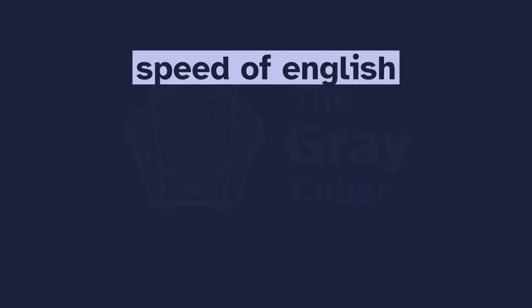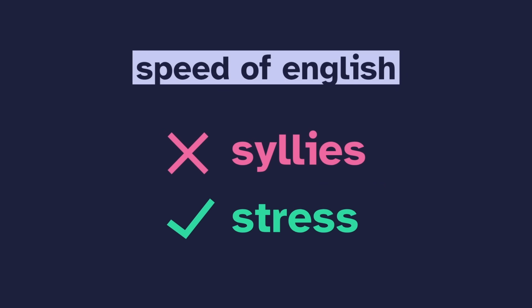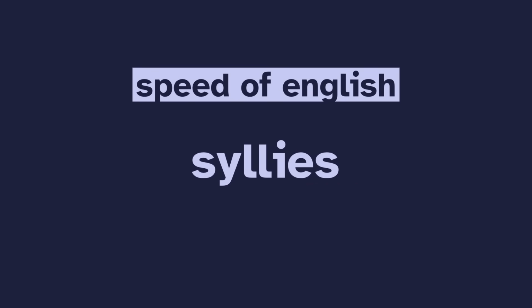A bunch of people said that the speed of English is not based on sillies, it's based on stress. But I'd rather be silly than stressed, so let's ignore that. I don't think that's what they meant. Stress is the emphasis that you put on certain syllables. Okay, we'll ignore it. Great.